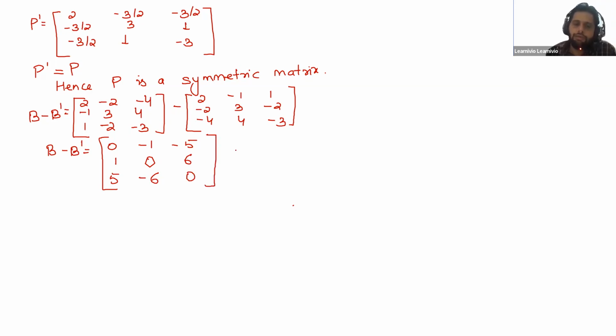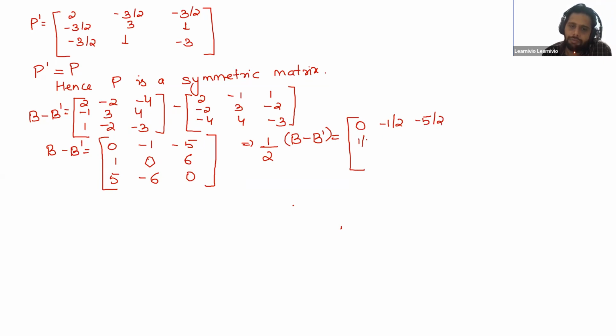Okay. Now, what we will do, we will multiply this with 1 by 2. So what we will get, B minus B transpose, this is equal to what? Divide all the elements by 2. So you get 0, minus 1 by 2, minus 5 by 2. This is 1 by 2, this is 0, this is 3, this is 5 by 2, minus 3 and 0. Okay.